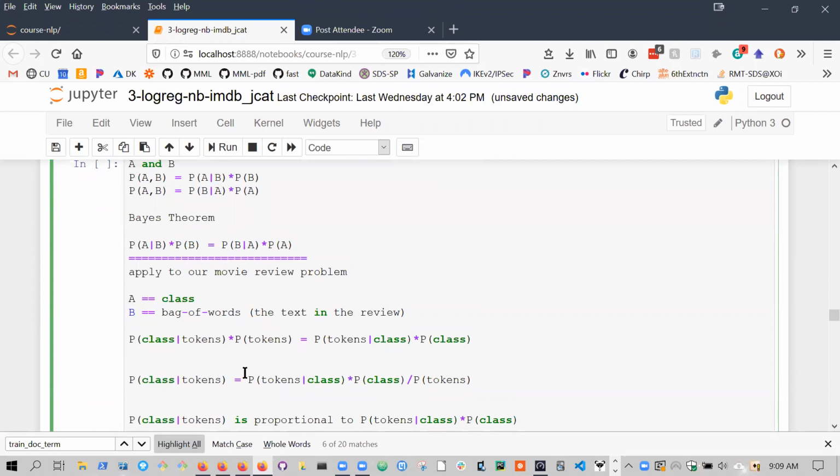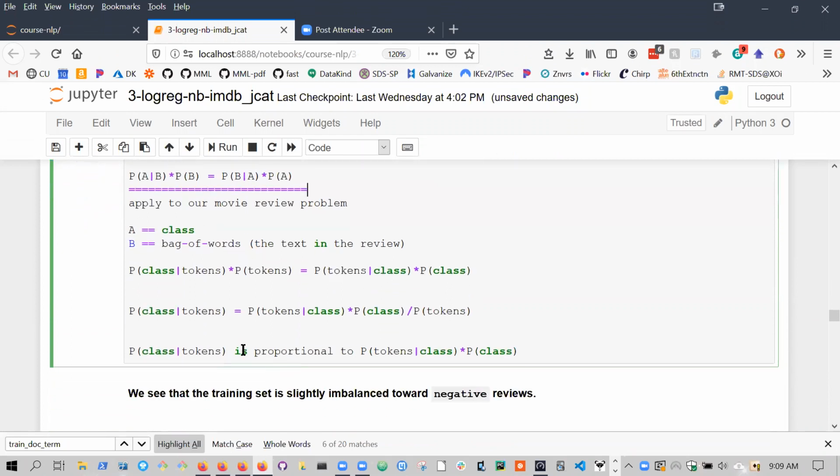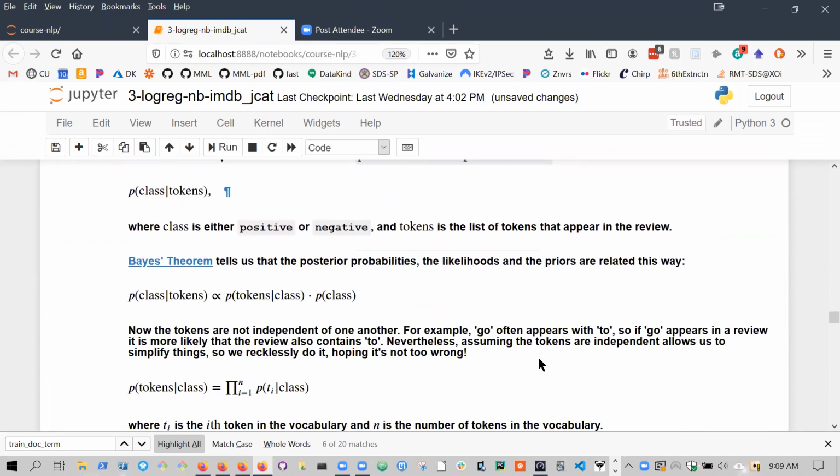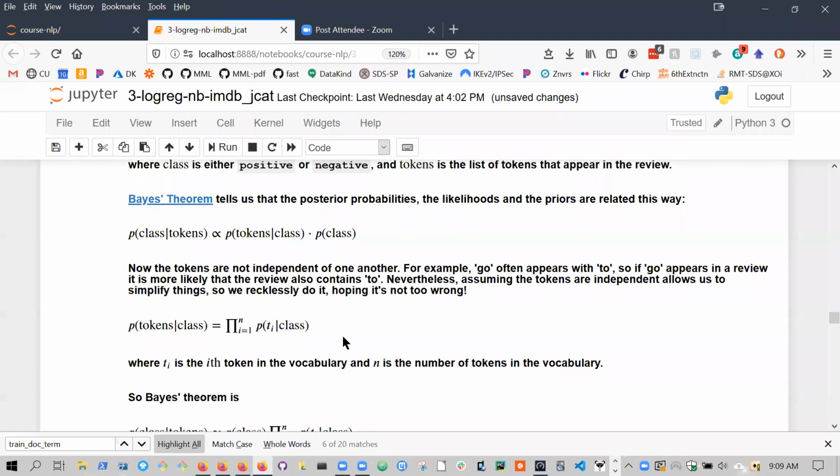So we then went and applied Bayes' theorem; we saw how Bayes' theorem can be applied to our problem to get this statement. And then that's where I start here. I've typeset this in LaTeX.